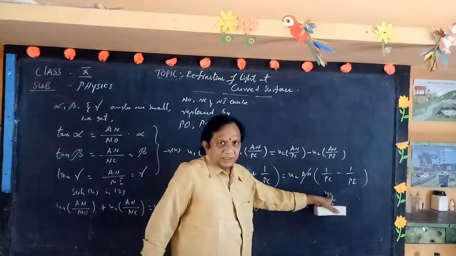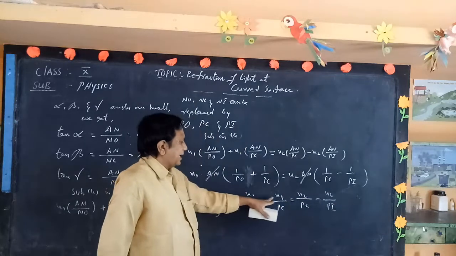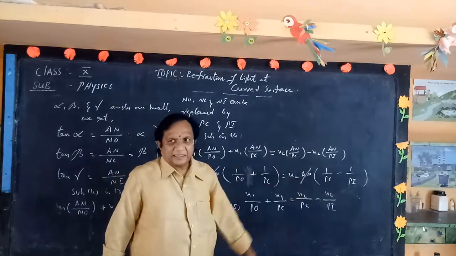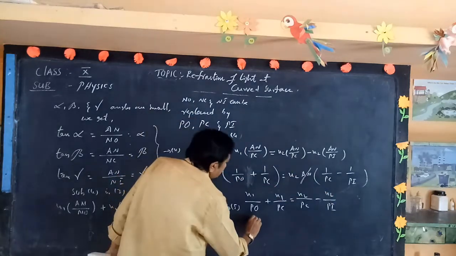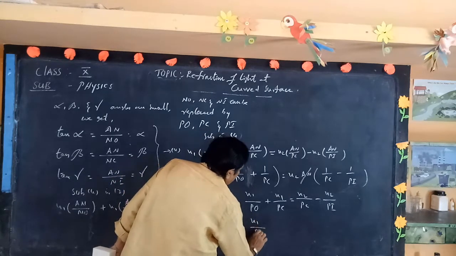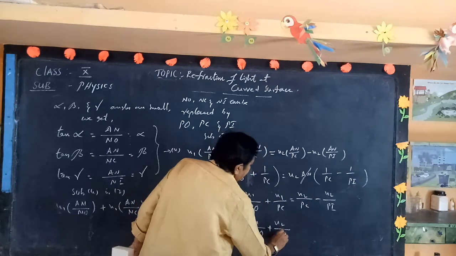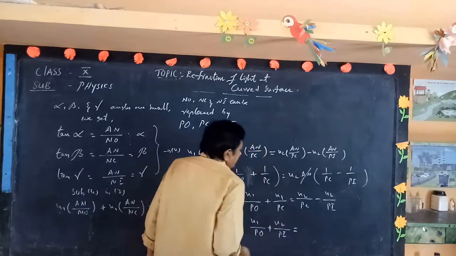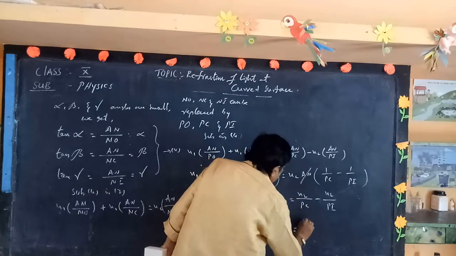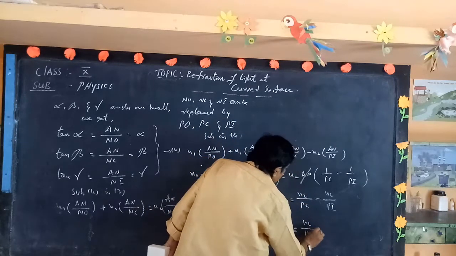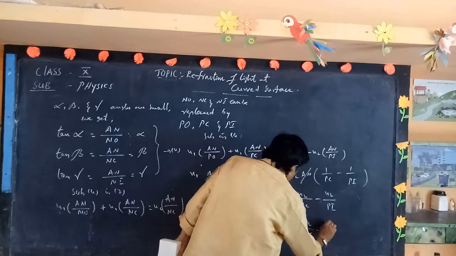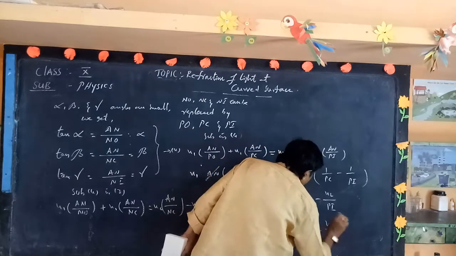Now I have to transfer n2 by PI to this side, and n1 by PC send that side. Then what do you get? n1 by PO, take this one this side, minus comes this side, plus n2 by PI is equal to n2 by PC. This plus goes that side, minus n1 by PC.